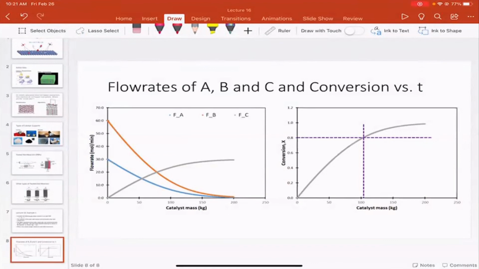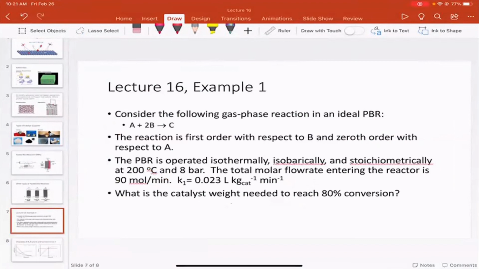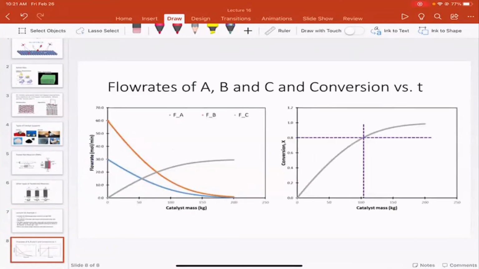And we were asked in the problem what catalyst weight we needed to reach 80% conversion. And so I calculated the conversion the same way that we have this whole semester. So conversion is just 1 minus FA over FA0. And I found in the plot where the conversion was equal to 0.8. And that was at a catalyst weight of 103 kilograms.